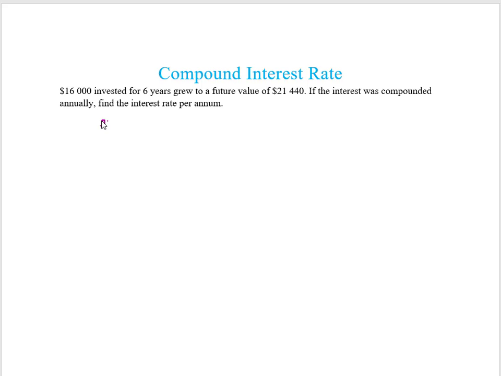So I know that the present value is $16,000 because that's what I started with. And the future value, I'm told, is $21,440. And the interest was compounded annually, and it was compounded for 6 years. So that means my time periods is 6. So I'm going to use my future value or my compound interest formula. Future value equals present value times (1 plus r) to the n, where n is my time periods.